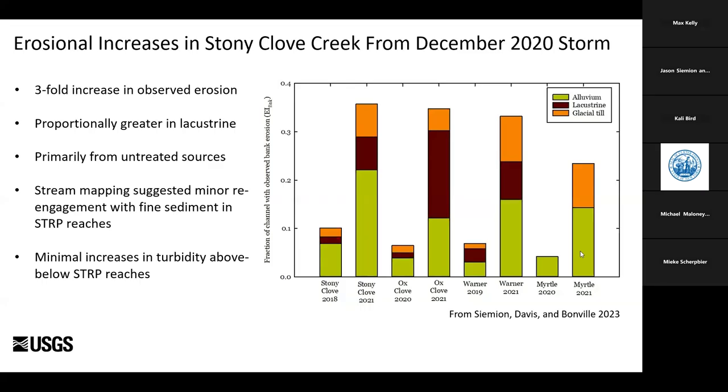They were not mapping much re-engagement of the stream with fine sediment in those STRP reaches. And also our turbidity data agreed with that. When we looked at our above and below data, we didn't see large increases in turbidity from those project reaches, which is good. So 2 lines of evidence saying that the projects were working, the sediment was coming from other parts of the watershed.